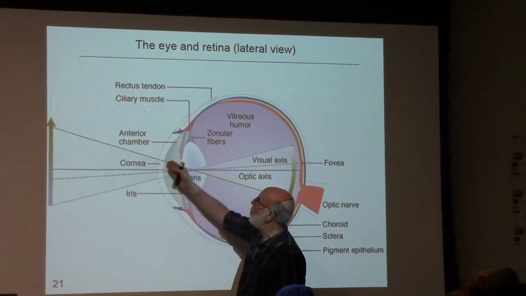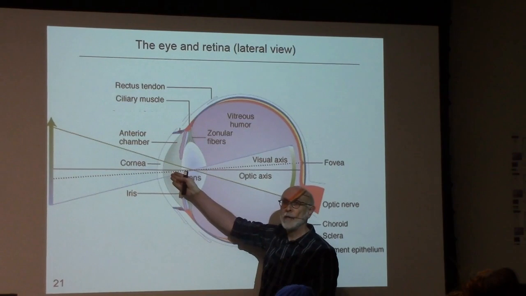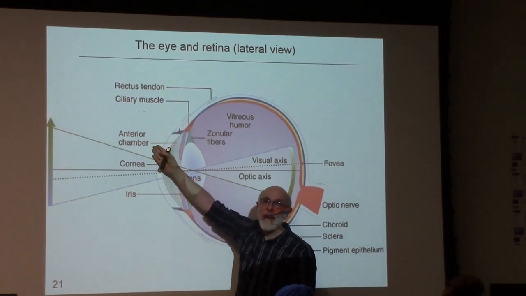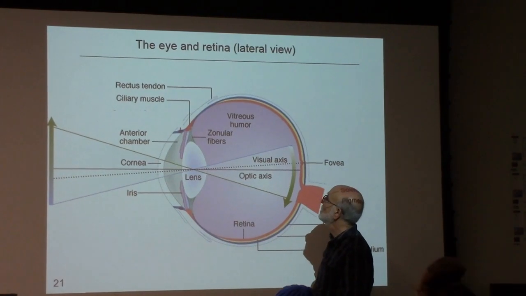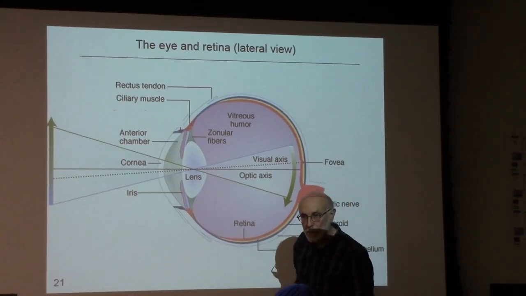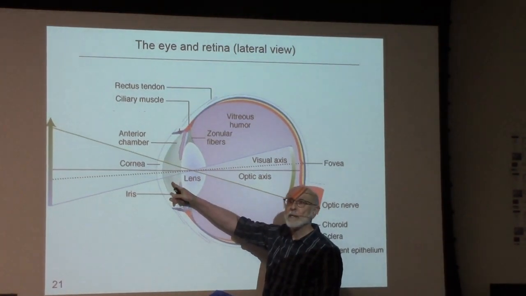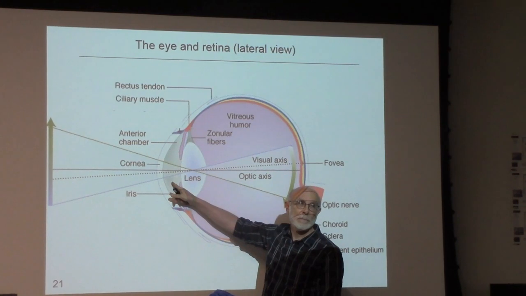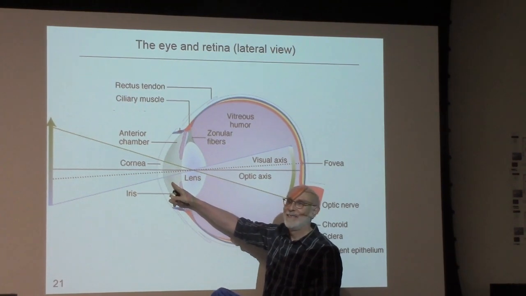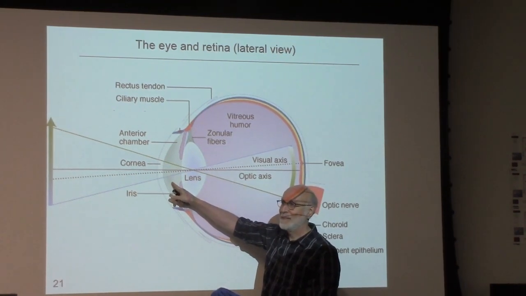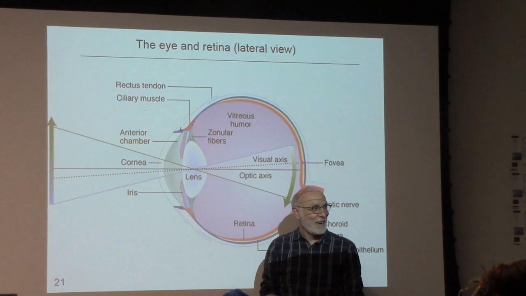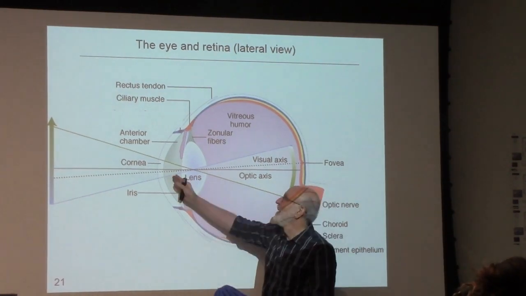The chamber between the cornea and the iris is called the anterior chamber, and it's filled with aqueous humor. That's not on here, so you can annotate your handout. This fluid in here is called aqueous humor. Aqueous because it's watery. Humor because that's what some Latin people call it. It's not funny at all, they just call it humor. I don't know the root of the Latin word humor. Aqueous humor. Just learn it.